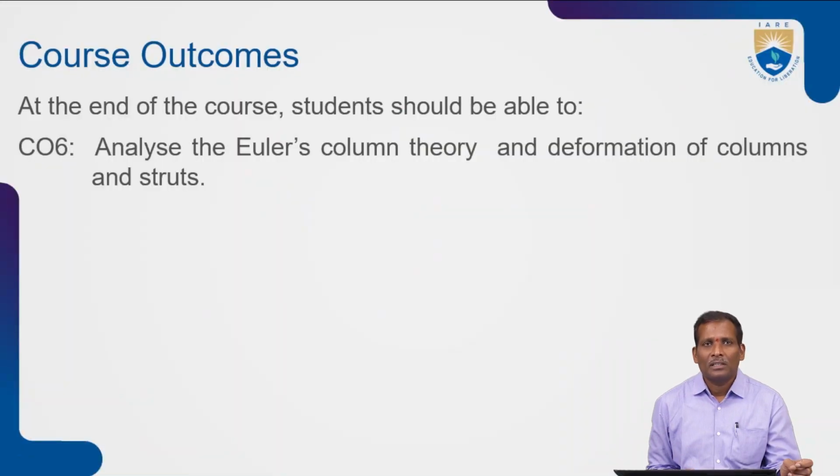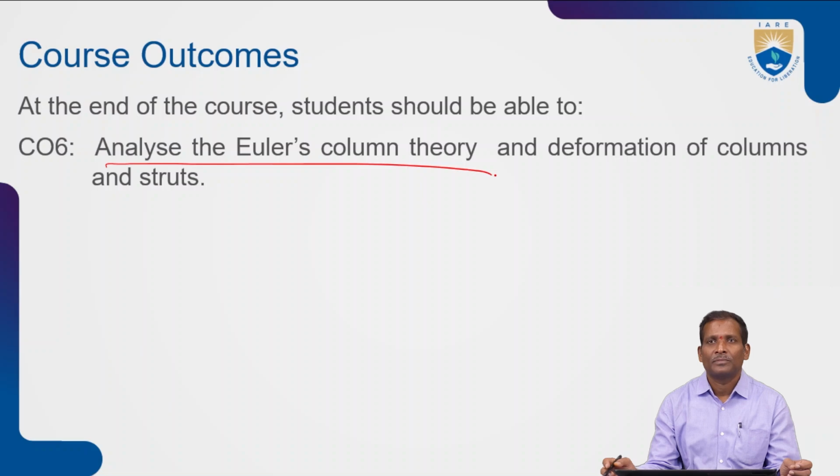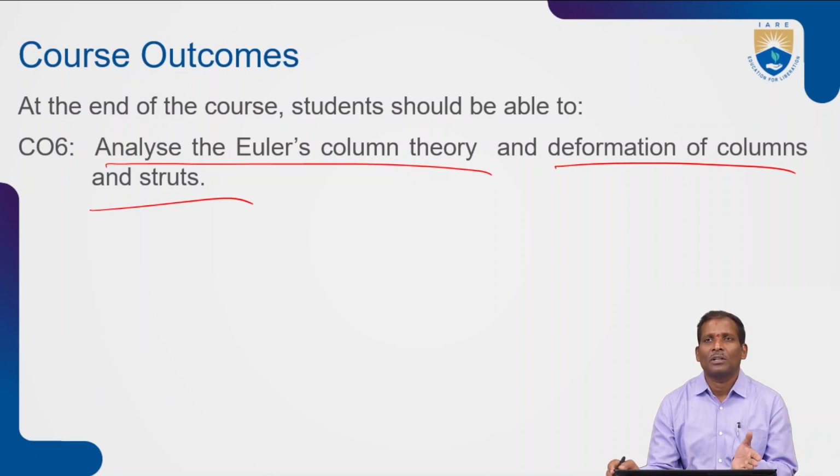First of all, the outcome of this topic is that the student should be able to analyze Euler's column theory and deformation of columns and struts. How the columns and struts will deform under loads, and how to analyze Euler's column theory. After completion of this topic, the student should be able to analyze all these things. That is the main aim of this outcome.